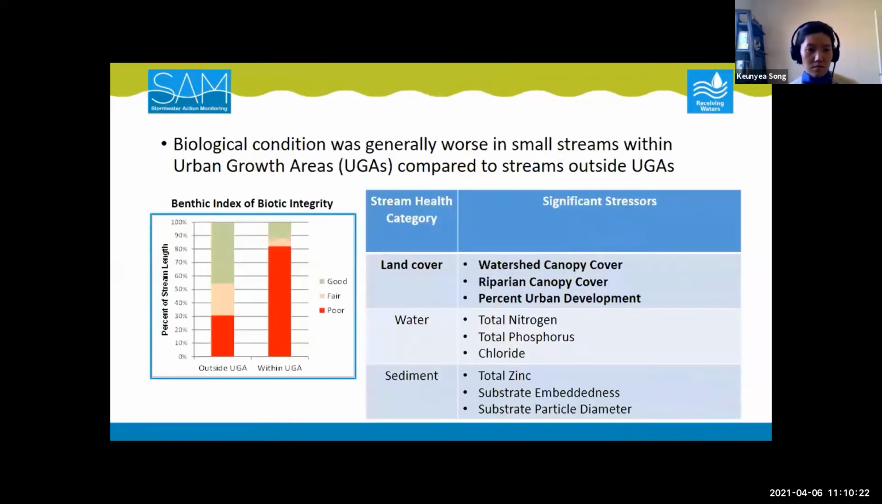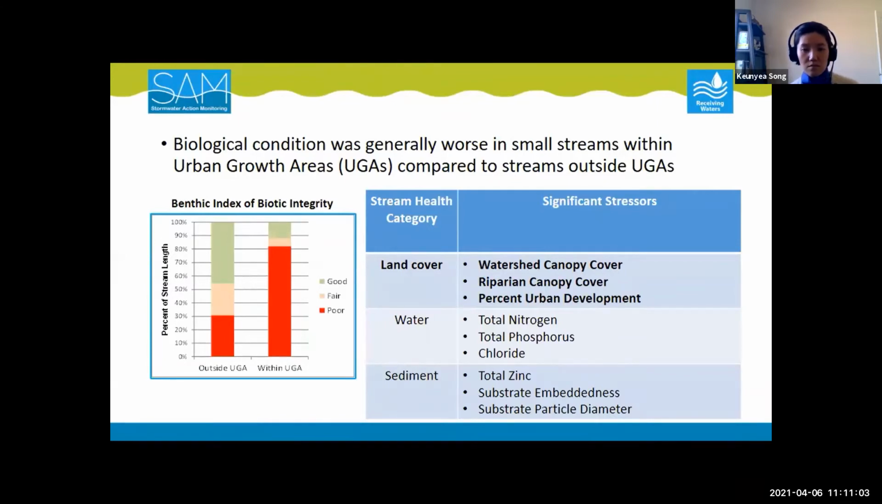In terms of the biological indicator, B-IBI, that we used for streams, a larger proportion, over 80% of streams within the UGA, were in poor condition, which is shown here in red, and only 10% of streams were in good condition. The B-IBI scores outside of the UGA were slightly better. Less than half of streams were in good condition, and about 30% of streams were in poor condition.